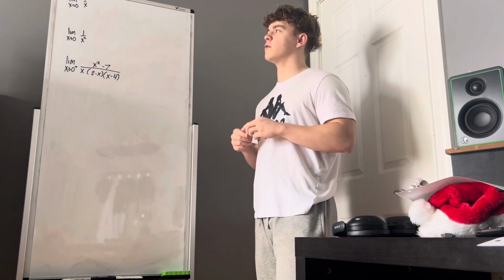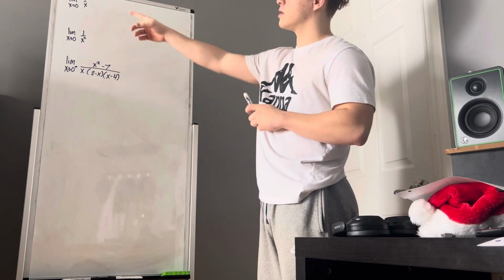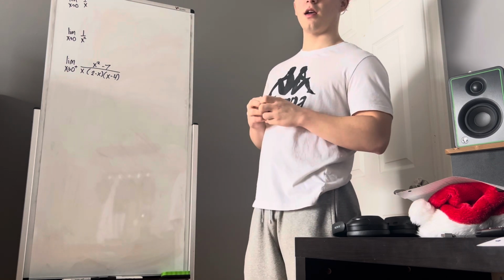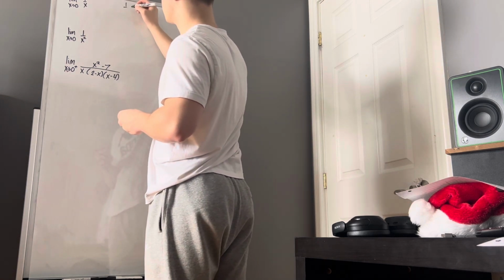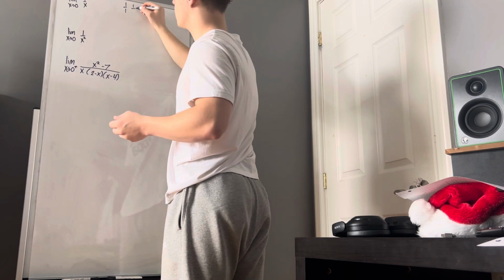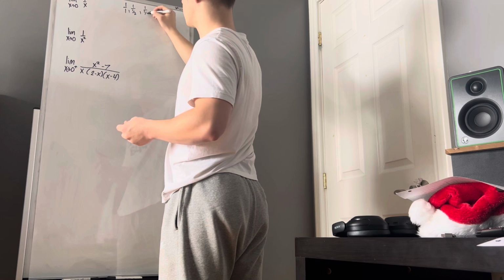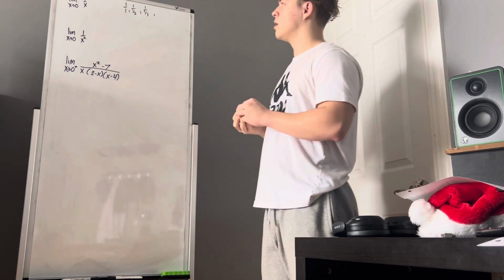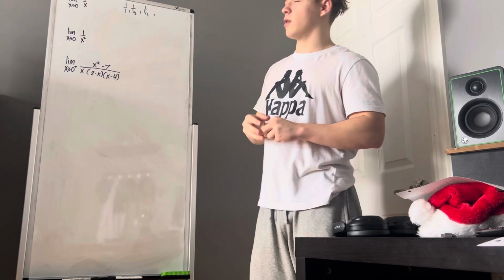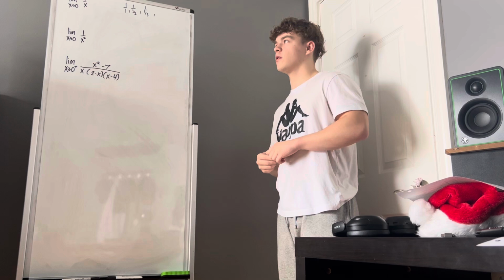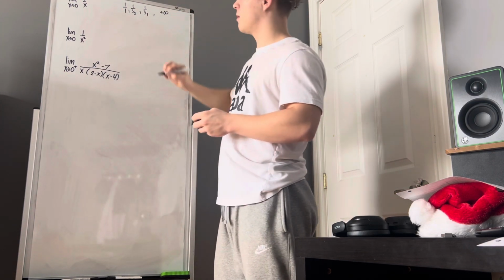Limit as x approaches 0 of 1 over x. Now we know that if x is approaching 0, let's say from the positive side, we've got 1 over 1, then we've got 1 over 1/2, then 1 over 1/3. We keep going. And so what we see is we're dividing 1 by an increasingly small number. And so once that number gets small enough, we're just going to get positive infinity.